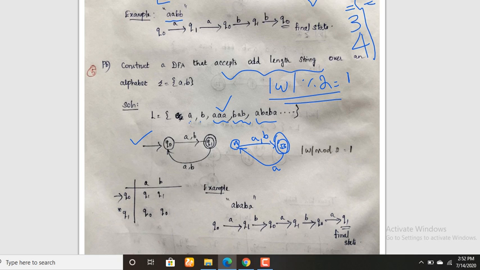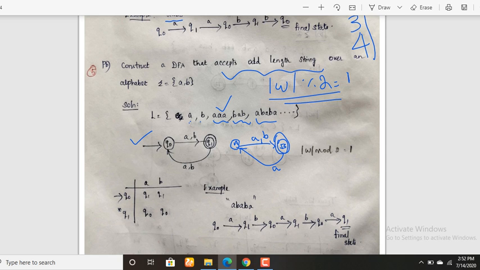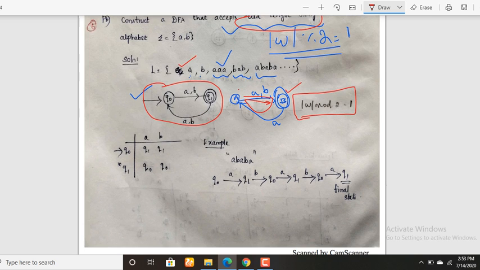Next string, BAB: B, A, again B. So it goes to the final state. This is your minimized DFA for this problem, a DFA that accepts odd length strings. We can also plot it using this expression too. You can plot this example.